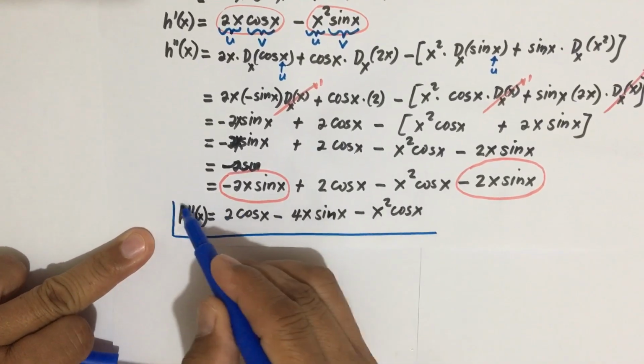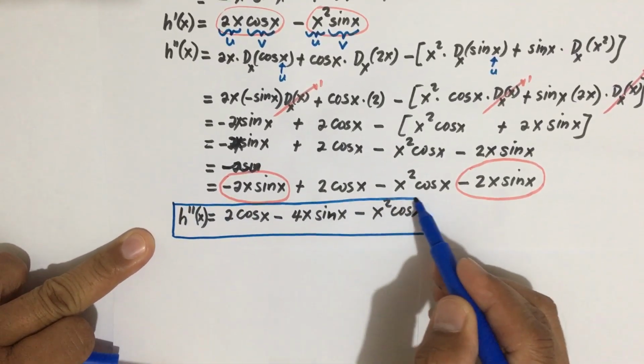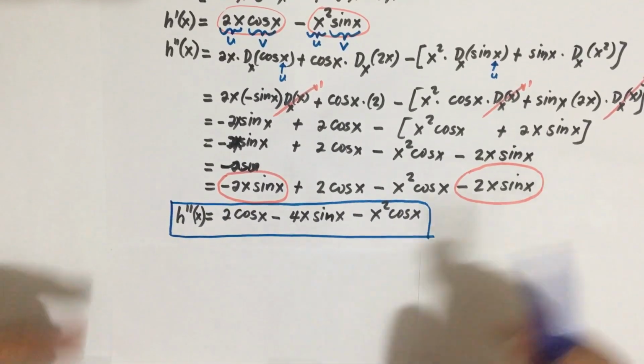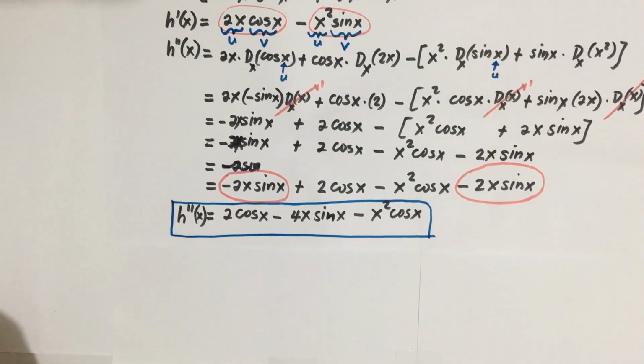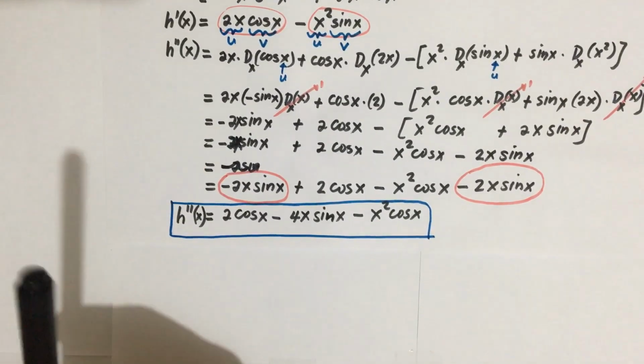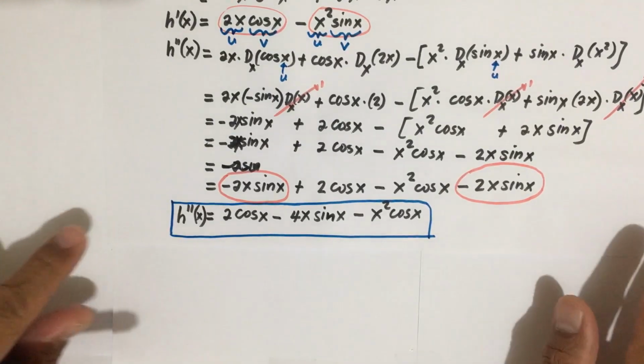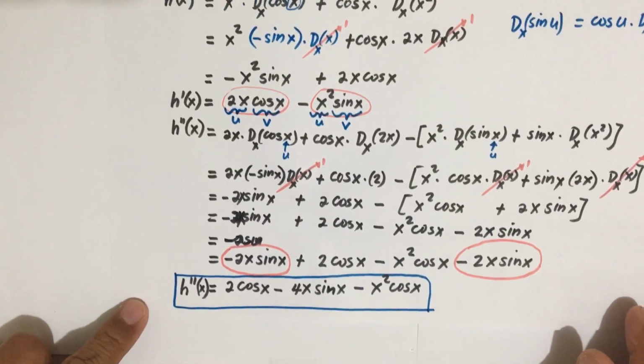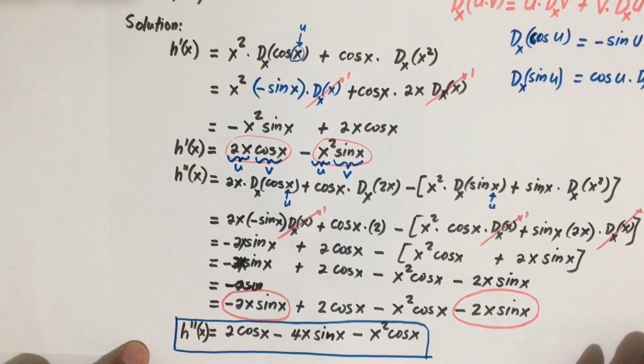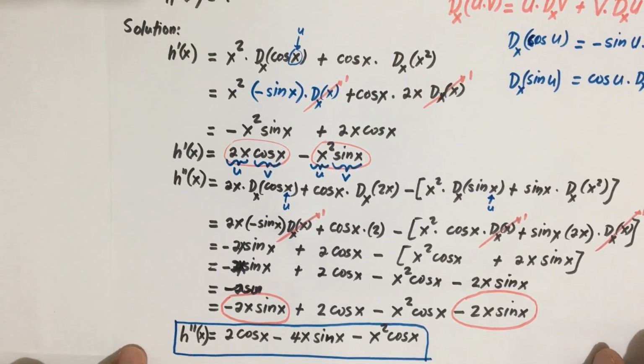Okay, so this is our answer. Alright class, so we have combined higher derivatives and the derivatives of transcendental functions, specifically trigonometric functions. I hope you were able to follow how this problem is solved.